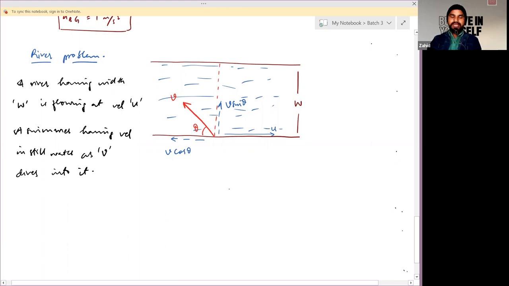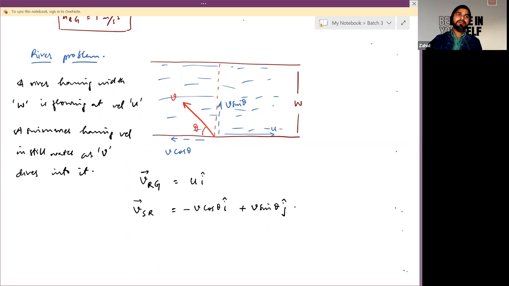So we can define velocity of river with respect to ground. Since it is along positive x-axis, it will be U times i cap. And velocity of swimmer with respect to river, which has two components, will be V cos theta along i cap in minus direction and V sin theta along j cap. Is it clear? Yes, sir.